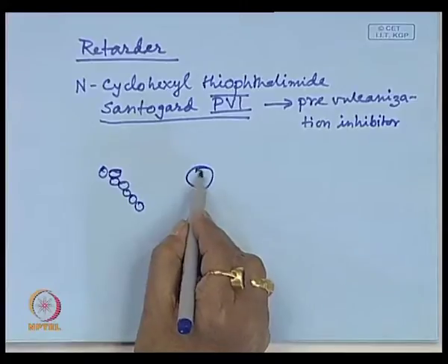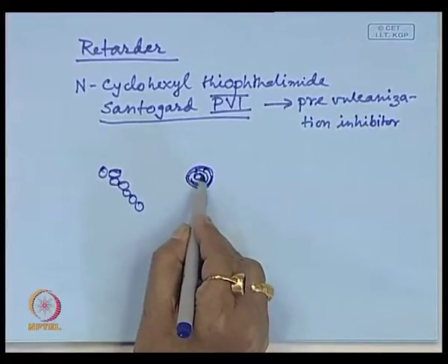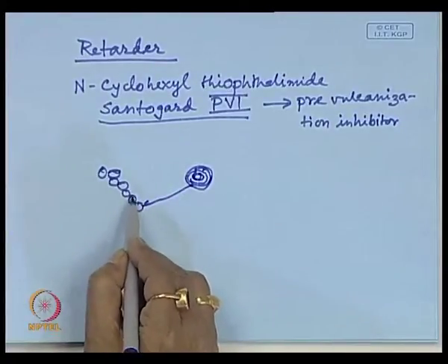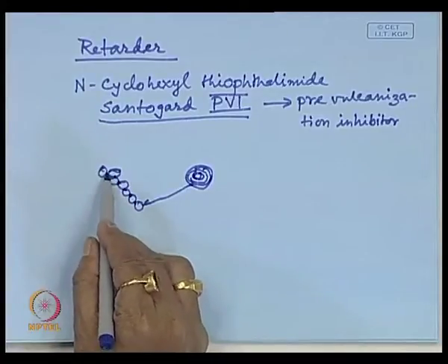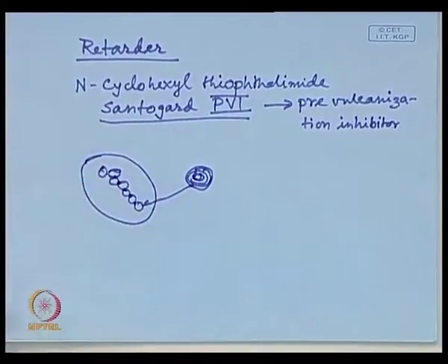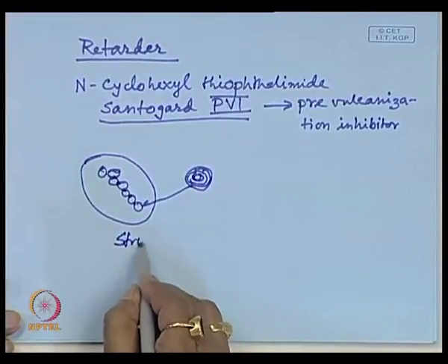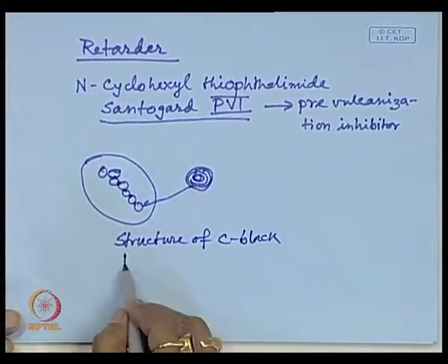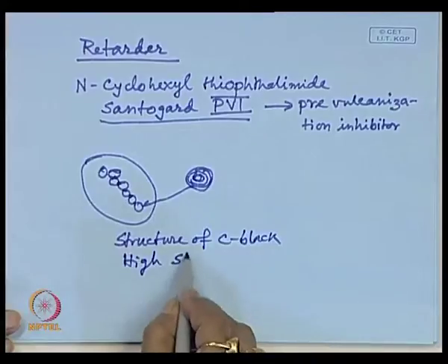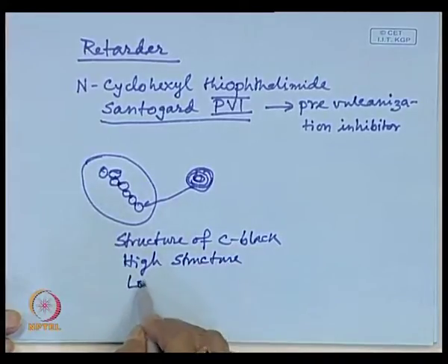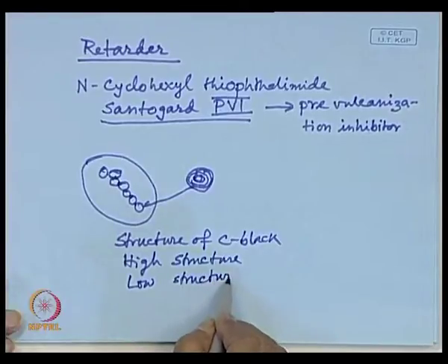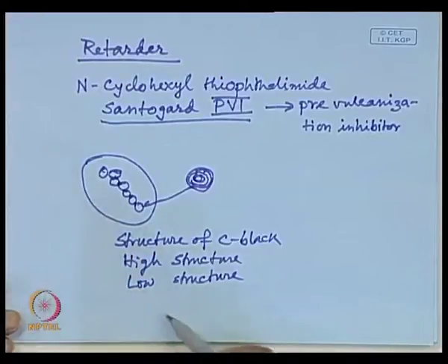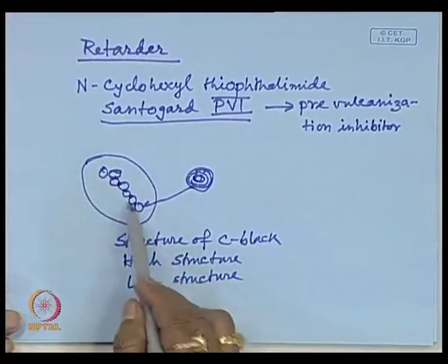So, one nodule may be considered like this, with fine layers inside, and these are fused together. Here is the fusion, here is the fusion, here is the fusion. This entire fused nodular structure is known as the structure of carbon black. There are high structure carbon black and low structure carbon black. High structure means a higher extent of nodular fusion, low structure means a lower extent of nodular fusion.